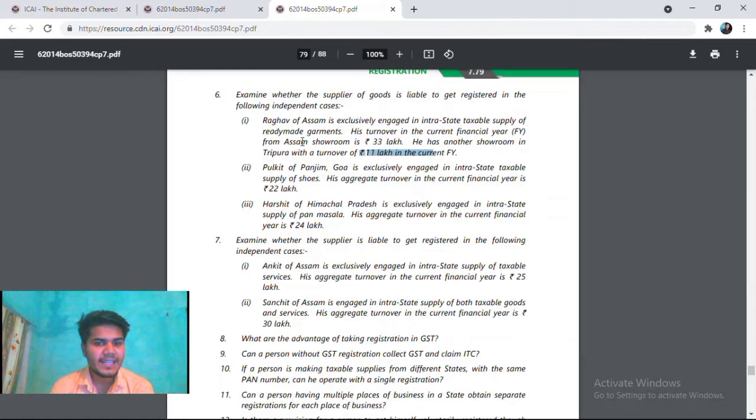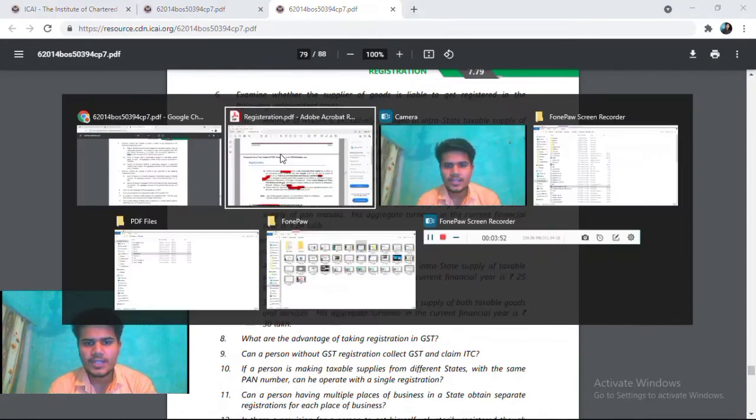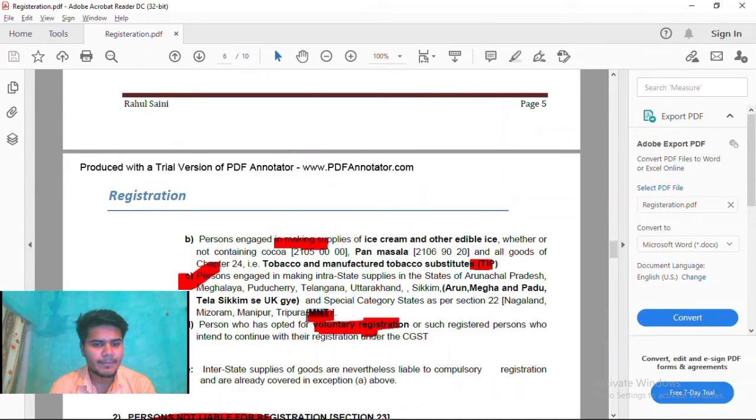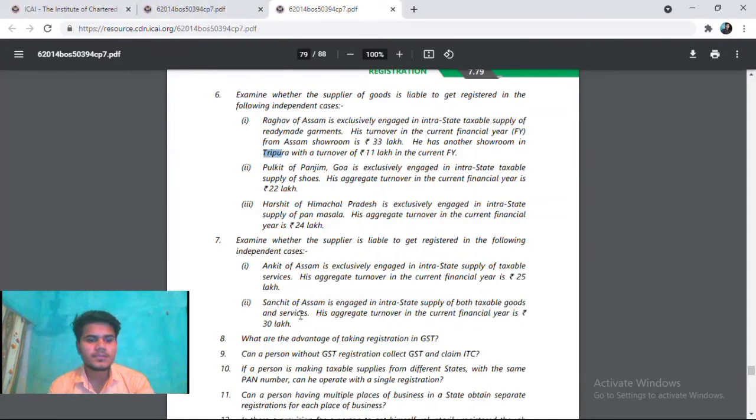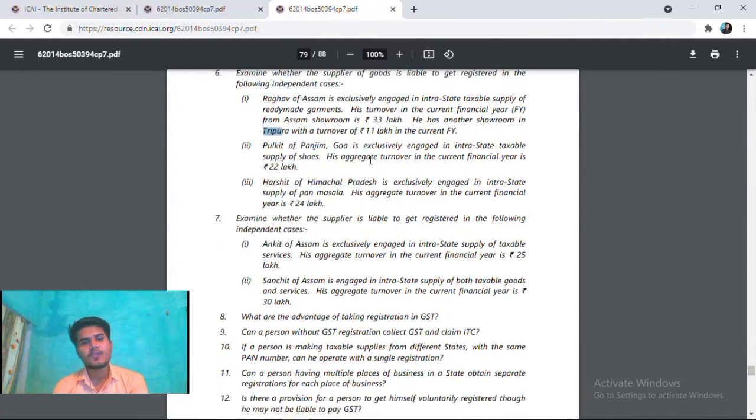So here he is supplying from the state of Assam and Tripura, but Tripura falls in the 10 states, because Tripura falls in MMNT. Because he is supplying from Tripura, he can't claim exemption of 40 lakh rupees. Hence the limit applicable is 10 lakh rupees, because of Tripura. So 10 lakh rupees is applicable, and his aggregate turnover is 44 lakh rupees, which exceeds 10 lakh rupees. Then Raghav is required to take registration.